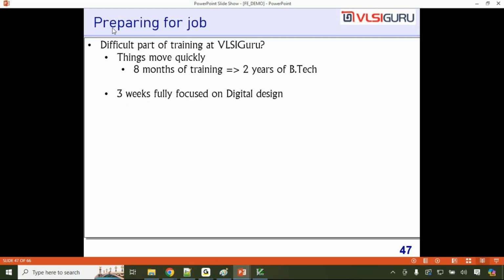So what we learn in 8 months of our training is almost similar to the 2 years of things you learn in BTech. That much knowledge you will gain over 8 months. Okay, 3 weeks of fully focused digital design. The content is more than what you do in BTech, but it gets over in a shorter duration.